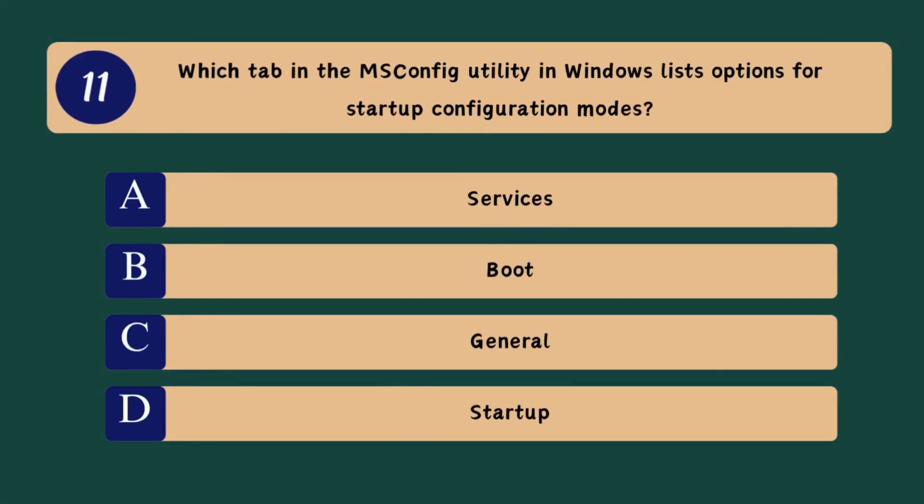Question 11. Which tab in the msconfig utility in Windows lists options for startup configuration modes? A. Services. B. Boot. C. General. D. Startup. Correct answer. C. General.